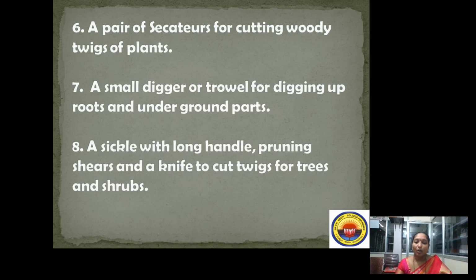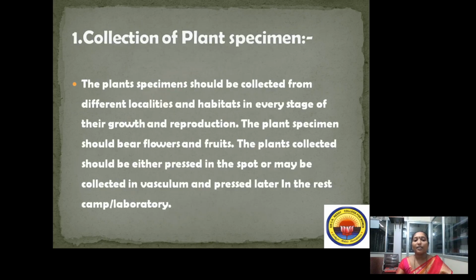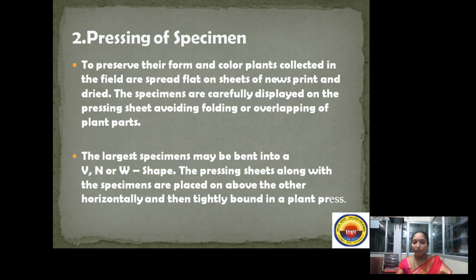A sickle with a long handle, pruning shears and a knife to cut twigs of trees and shrubs. So what is a sickle? It has a long handle and also a knife to cut the twigs. Some trees and shrubs are cut with those. Okay. Next one.